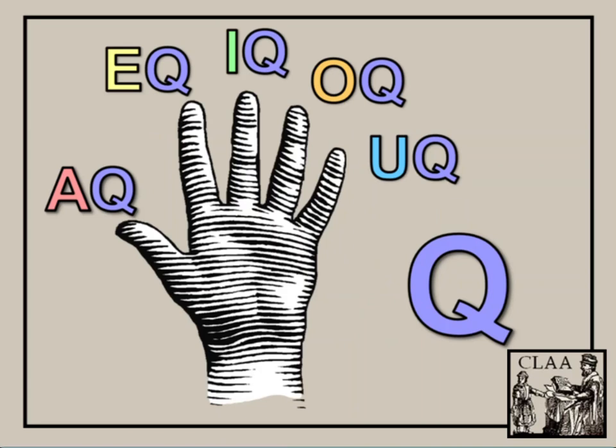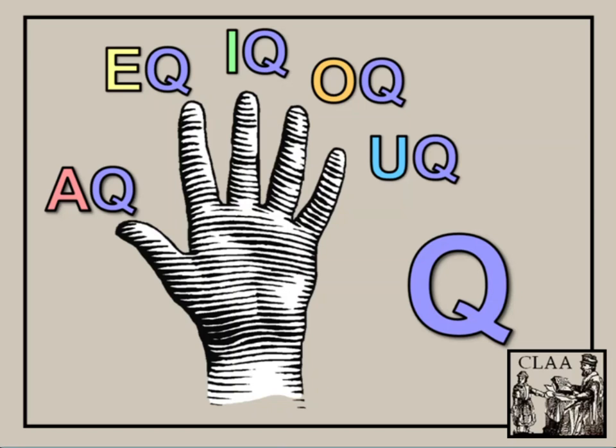Now that you can read syllables that begin with a vowel and end with the consonant Q, let's practice spelling syllables with the consonant Q. I'll read a syllable and you spell it. Spell the syllable ok, ok. You should have spelled O-Q, ok.